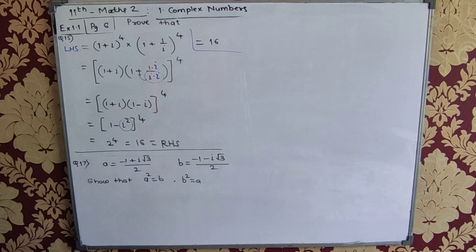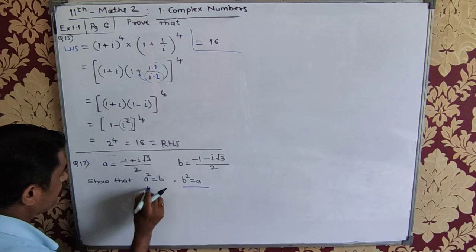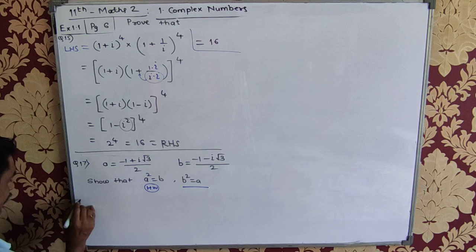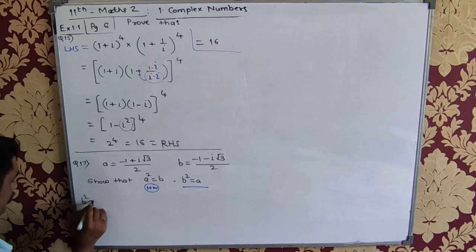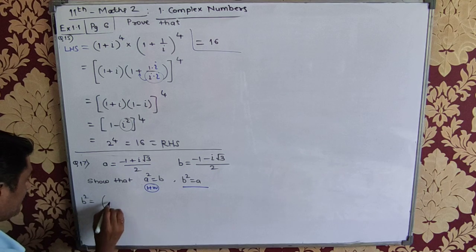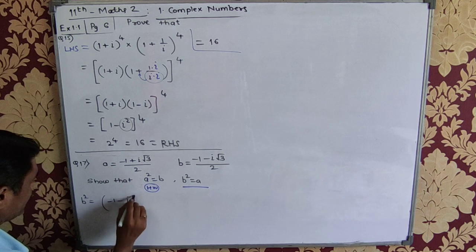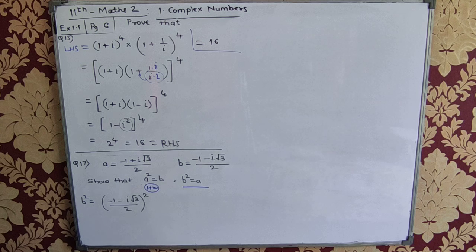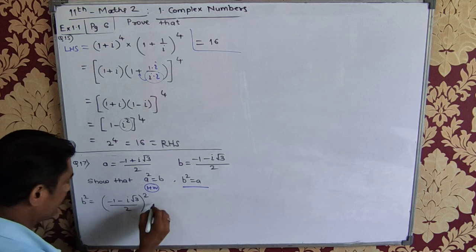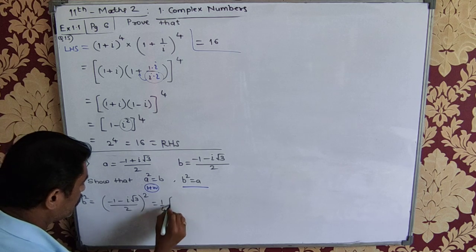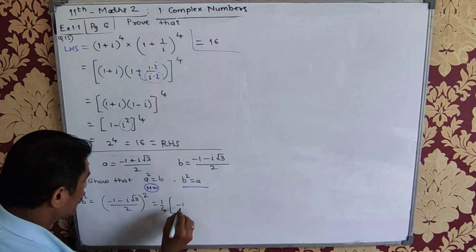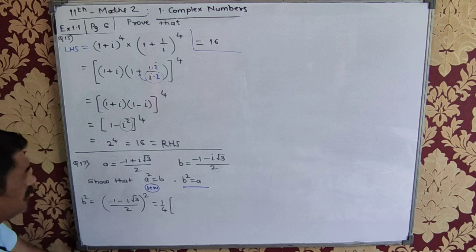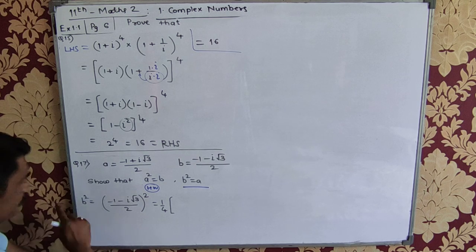I will solve one of these, and the other will be homework. So b square is equal to a, I have to prove. What is b square? Minus 1 minus i root 3 upon 2, whole squared. 2 squared is 4, so this is 1 upon 4. And I'll say this is minus 1. Can I take the minus sign out? And minus squared becomes plus.